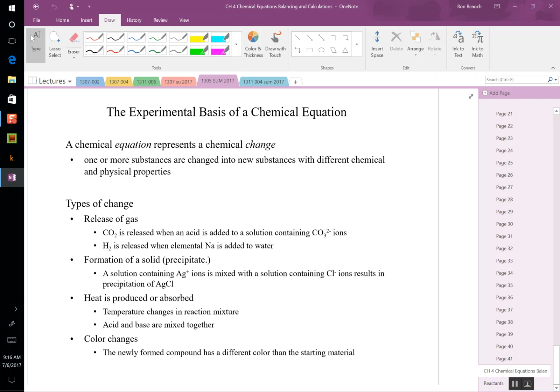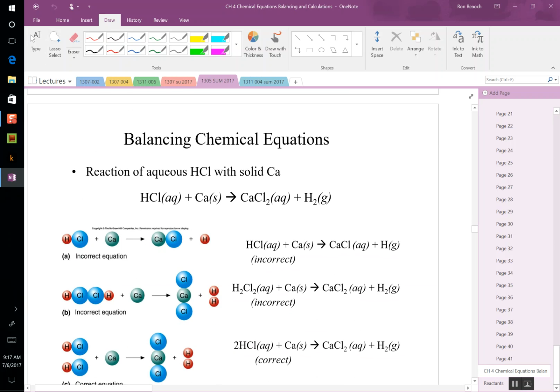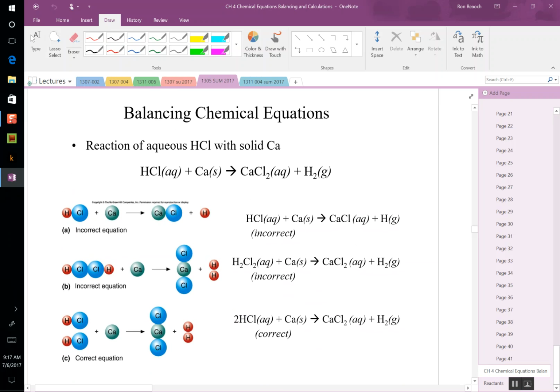Heat. Now, heat isn't always proof that a chemical reaction occurred, but it's suggestive of a chemical reaction. Sometimes just dissolving things in water will produce heat. Color changes. These are some of the things. All right, some of these slides are just good ones to go back to.